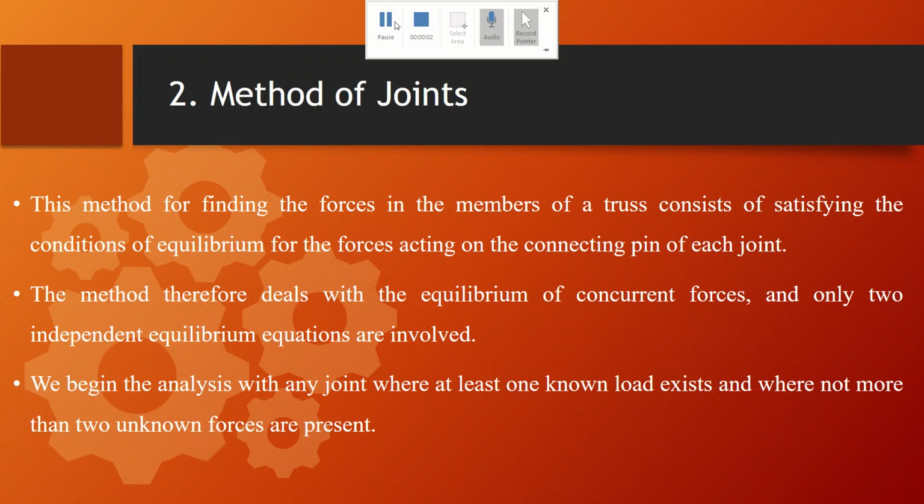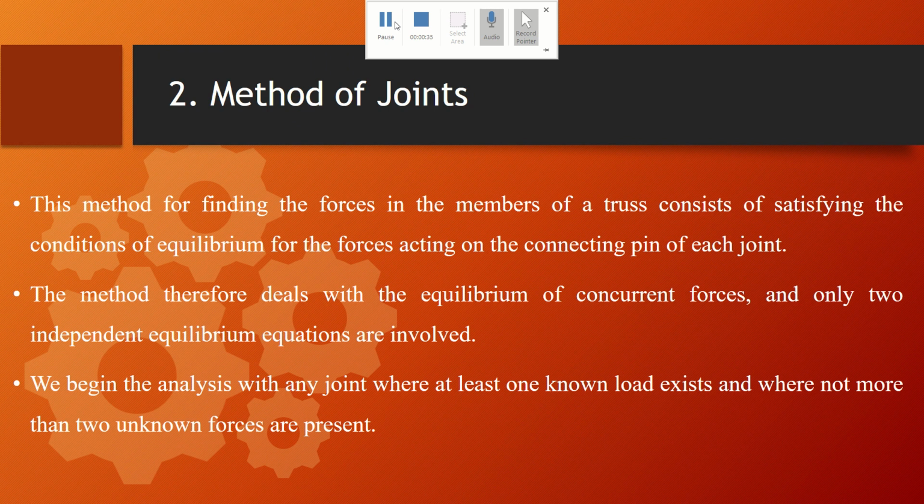The two methods by which we can find the forces in the members are the method of joints and the method of sections. The method of joints, used for finding the forces in the members of a truss, consists of satisfying the conditions of equilibrium for the forces acting on the connecting pin of each joint. The method therefore deals with the equilibrium of concurrent forces, and only two independent equilibrium equations are involved.